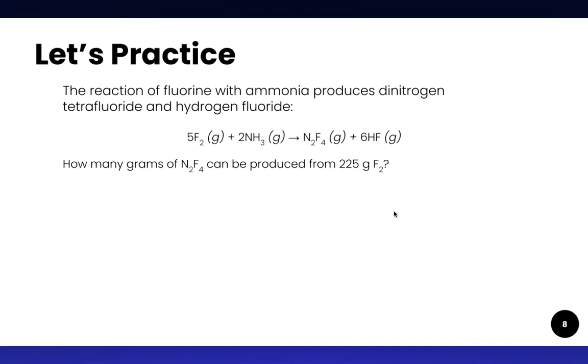So let's identify what they're asking. In pink, they want to know how many grams of dinitrogen tetrafluoride can be produced. So they want it in grams, and that is the substance they want to know about. The information they give you to start with is 225 grams of fluorine. Now, luckily, this equation is already balanced for you, so we're going to skip straight on down to our calculation. The information we know is 225 grams of fluorine.